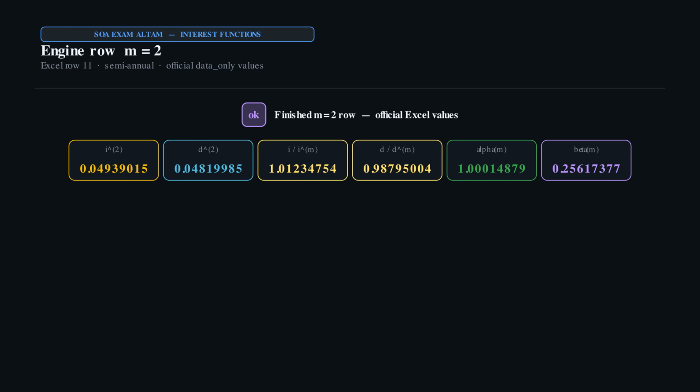Hold the finished M equals 2 row. i upper 2 is 0.04939015. d upper 2 is 0.048199885. The interest ratio is 1.01234754. The discount ratio is 0.987950004. Alpha of 2 is 1.00014879. Beta of 2 is 0.25617377. Those 6 numbers are the live Excel cash, not rounded guesses.